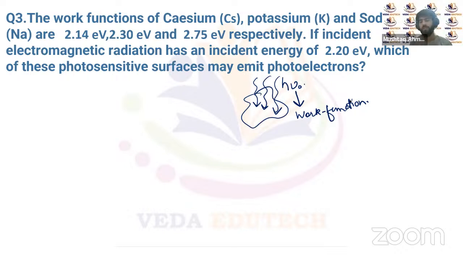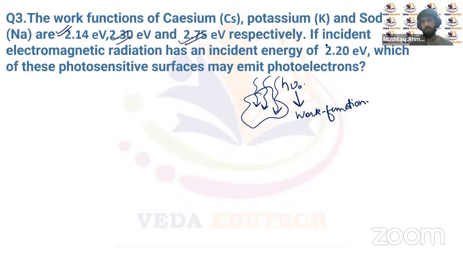And work function is different for different materials, and we have been given the work function for three different metals, right? And you can see here the minimum is for cesium, then we have potassium, then sodium, right? So it means that for cesium we need at least this much energy to have a photoelectric effect, and for potassium we need 2.3 electron volts, and for sodium we need 2.75 electron volts respectively.